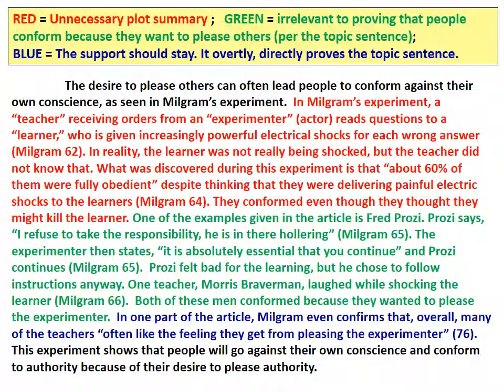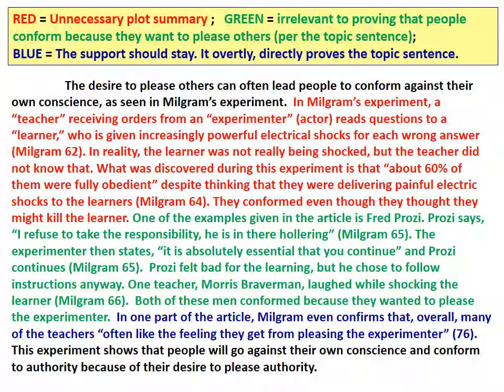Do you see how problematic this paragraph is when we look at the parts of it? In red, the student has merely summarized Milgram's experiment, just told what Milgram's experiment was about. That's not the goal of the paragraph, though, per its topic sentence. If you look at the topic sentence, what the student is supposed to be proving is that people conformed because they wanted to please others. That part is what needs to be proven. They wanted to please others. The part in red contains no information or proof for that.